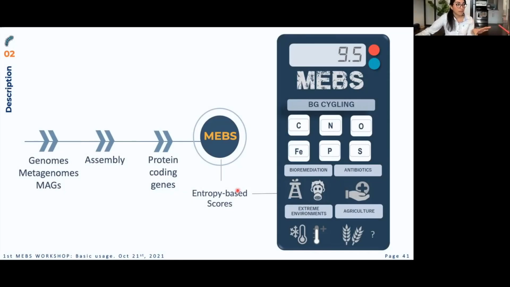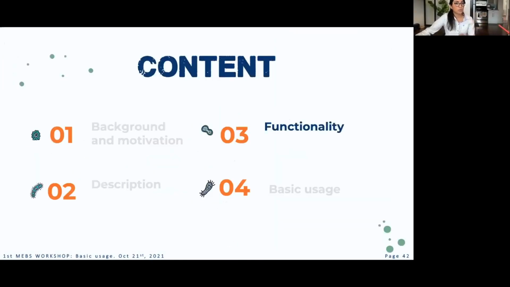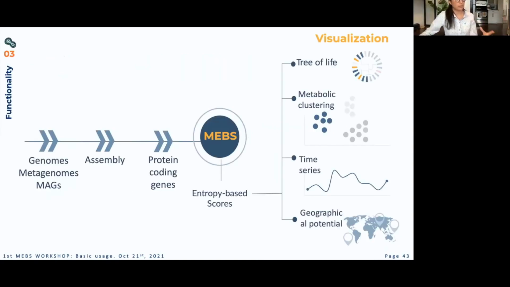And so with that, I am going to move on to the functionality. I really want to highlight MEBS and the things that you can do with it. Here are some examples of the things you can do with the entropy scores. You can map those entropy scores across the tree of life or phylogenetic trees. You can cluster those scores and find similar, related genomes. You can map those scores across time, and as I was mentioning with the sulfur score, you can map them if you have a geographical localization of that.